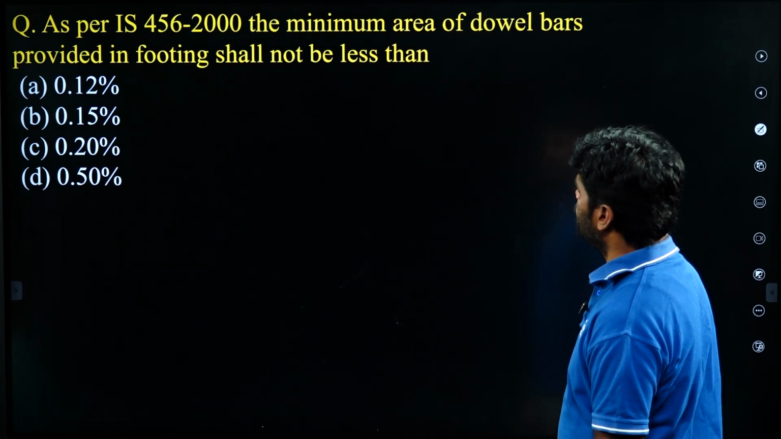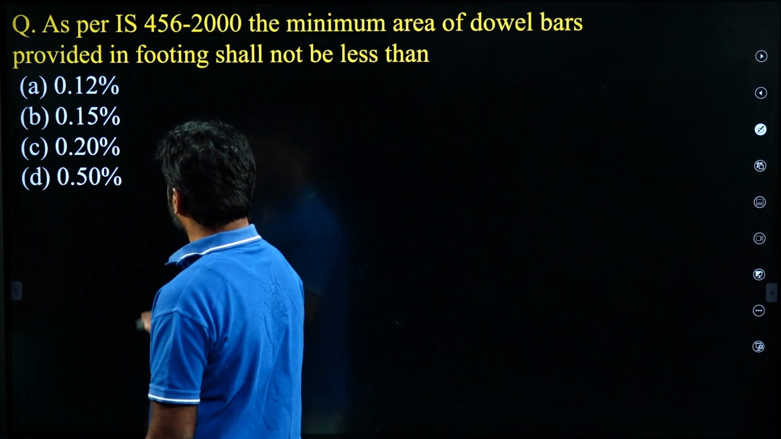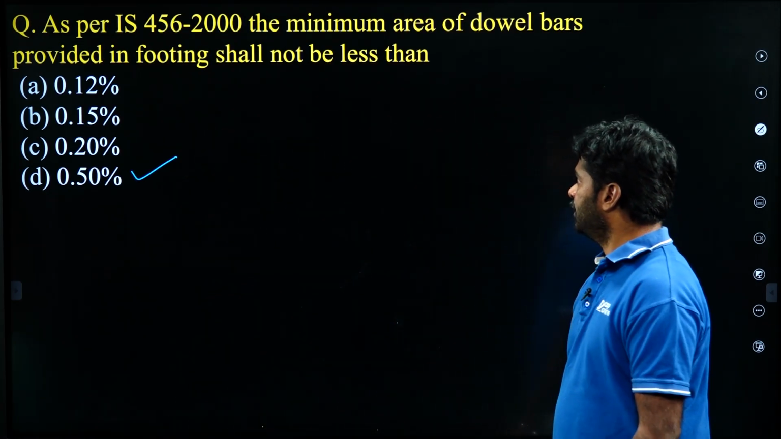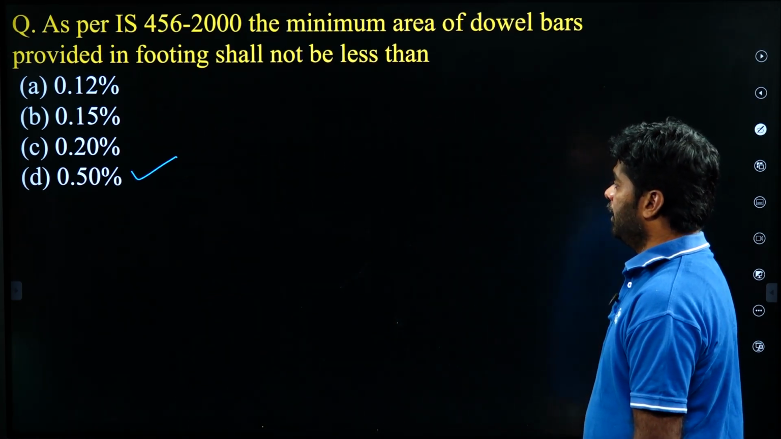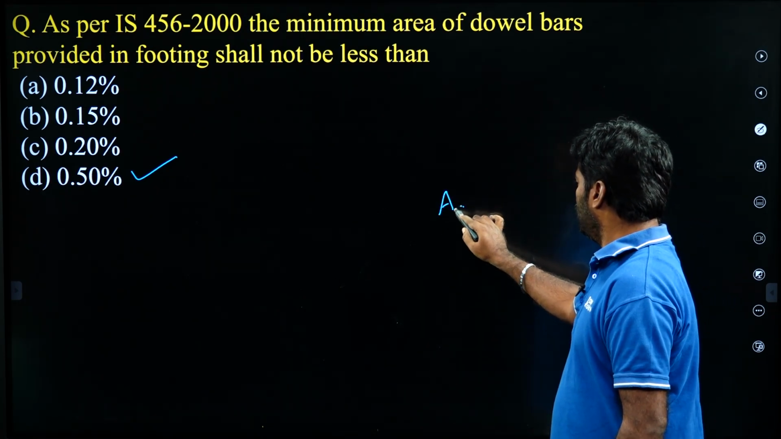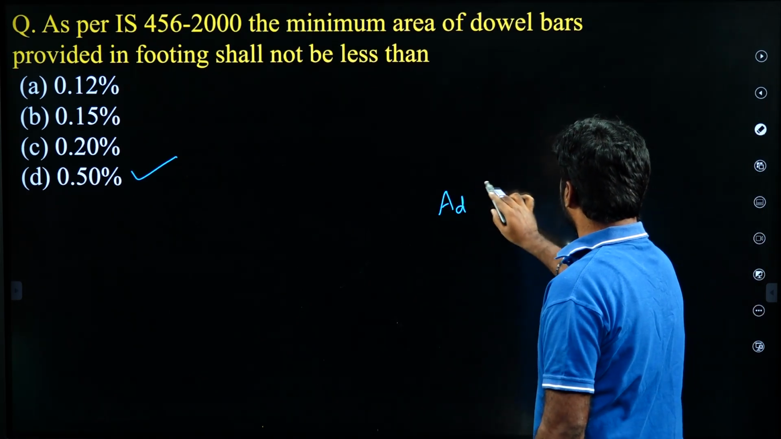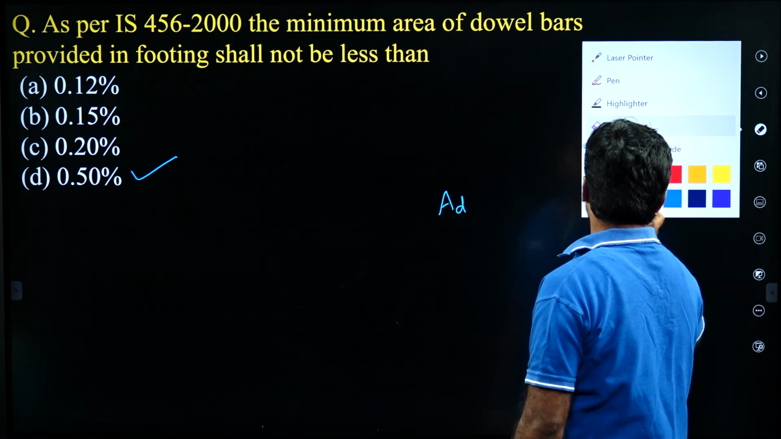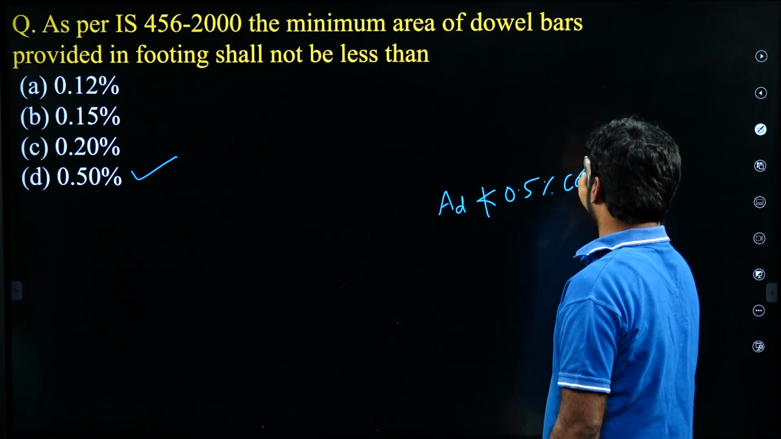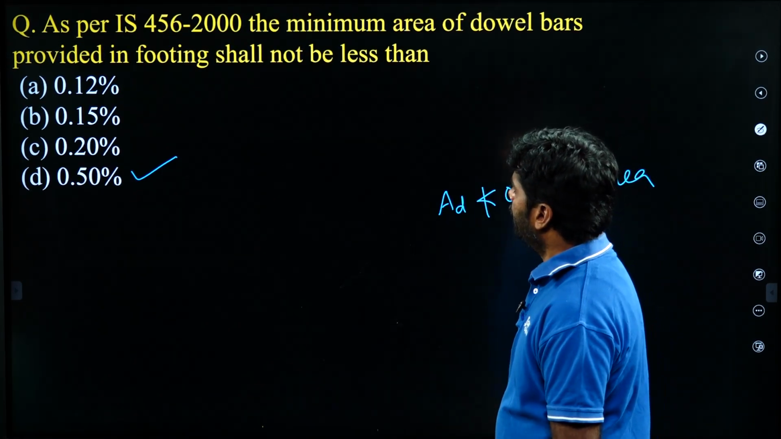As per IS 456-2000, the minimum area of dowel bars used in footings, just now we have discussed, minimum area should be 0.5% of column area, at least 0.5% we can maintain. Area of dowel bars should not be less than 0.5% of column area, not column bars area, column area. Next question.